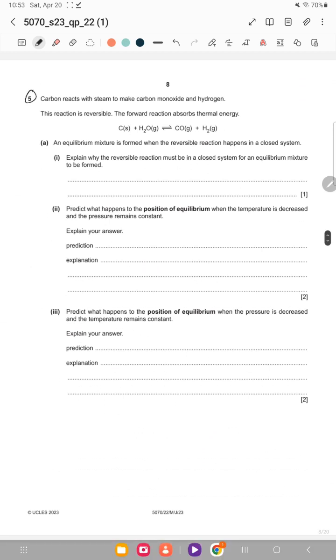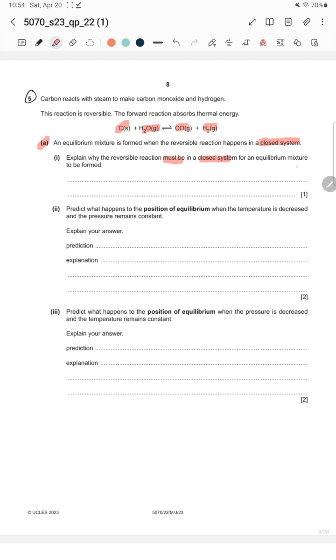Let's move to question number 5. The following question is from the topic chemical energetics, and here the reaction between carbon and steam is shown to produce carbon monoxide and hydrogen gas. Part A: an equilibrium mixture is formed when the reversible reaction happens in a closed system. Explain why the reversible reaction must be in a closed system for the equilibrium mixture to be formed.